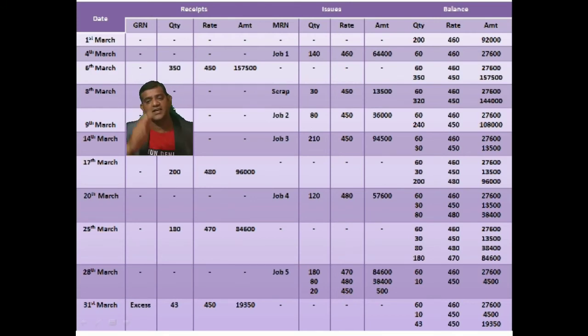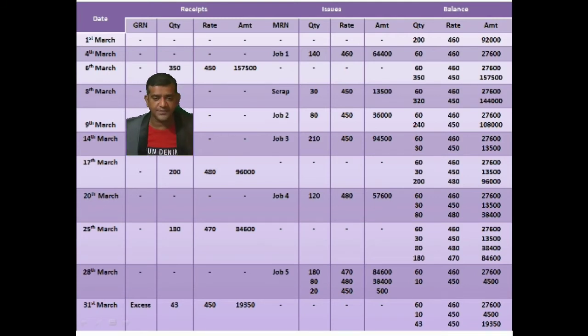So 60 tons at the rate of 460 rupees, that comes to 27,600. 30 tons at the rate of 450 rupees, 13,500. Then 80 tons at the rate of 480 rupees, that comes to 38,400 rupees. So we are done with the 20th March entry. I am moving on to the 25th March entry.